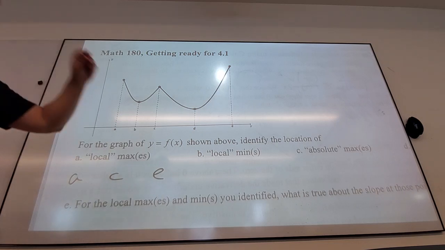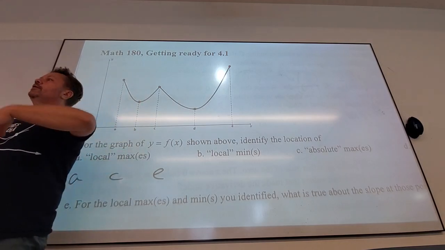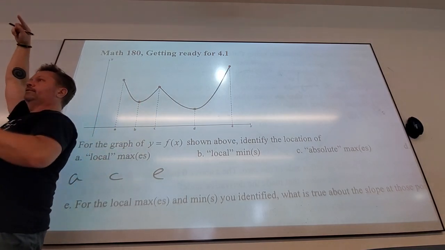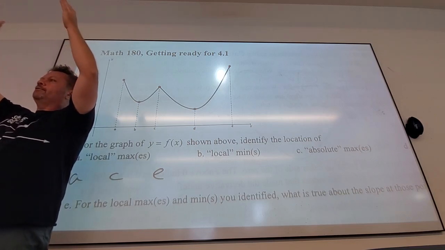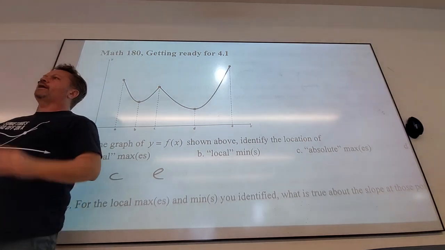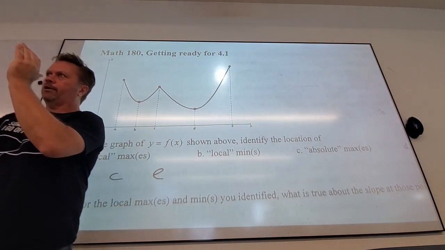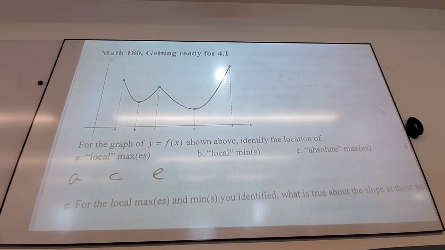Let me say this again. The inputs around C, do they end up higher or lower than the output at C? Lower. So in a neighborhood around C, the outputs are lower than at C. So that's why it's a local, little neighborhood around it, maximum. Can you make a little neighborhood around the endpoints? No.